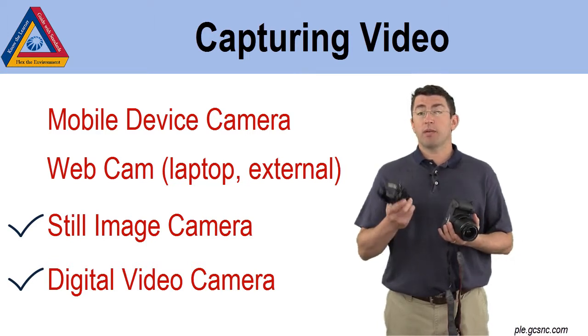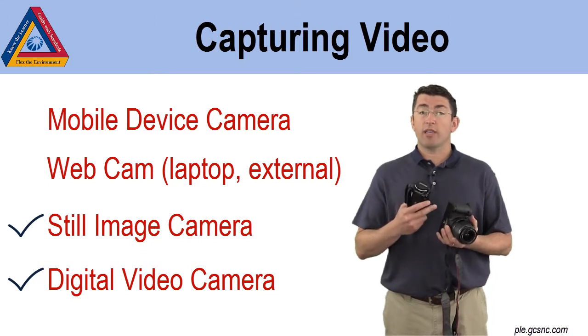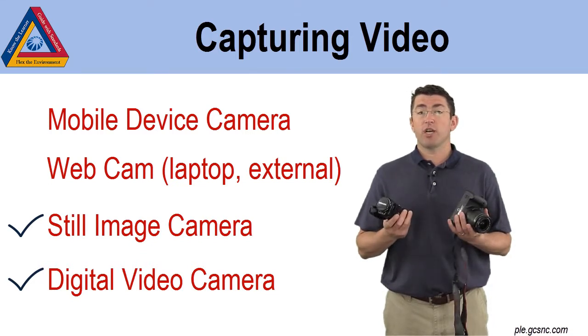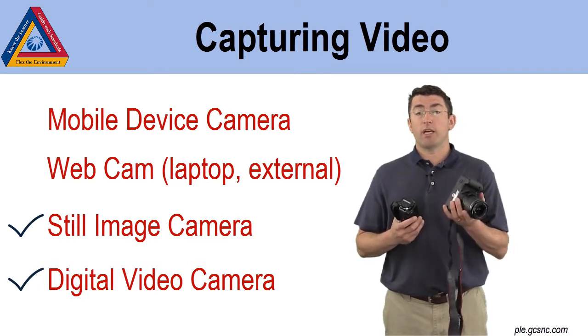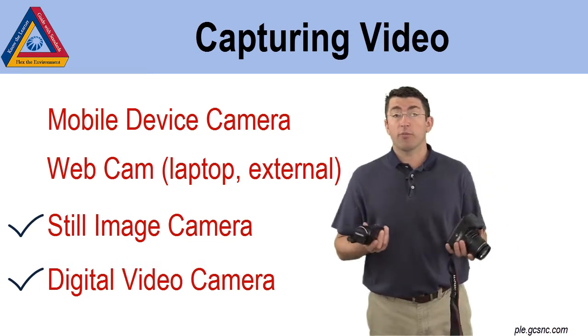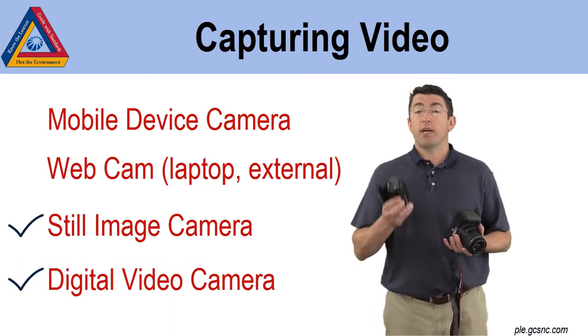I wouldn't go and spend money on a video camera. Try the still image camera first and see if that will do the job. Again, you're not making movies, you're just making a lesson. So that's the most economical way to start. If you're going to make a purchase decision anyway, you might look at the digital video cameras first.